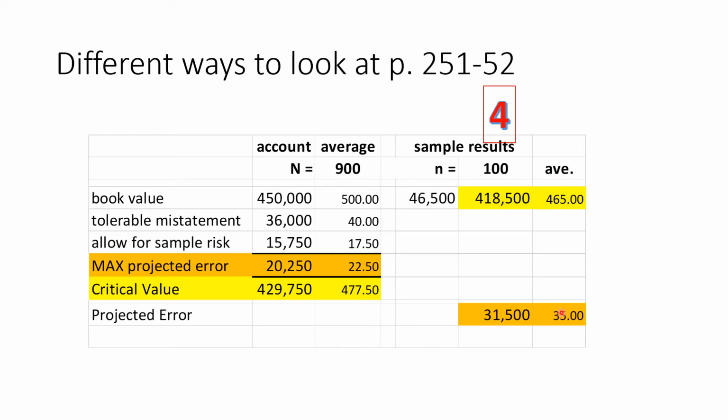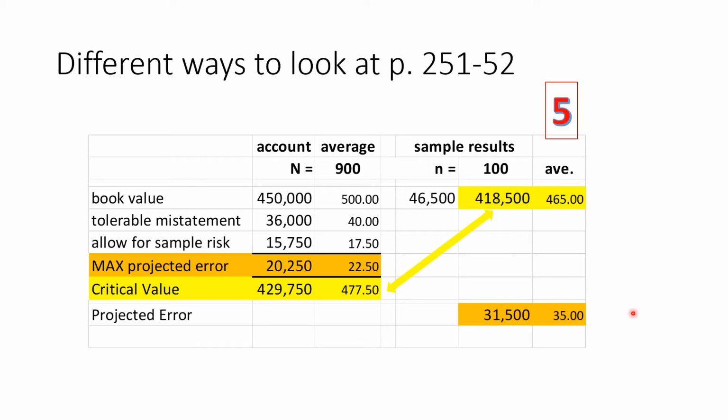Now, I can do the same thing with averages, and my average error is $35. If I wanted to do averages, it'd be $22.50. So either way, I can take my projected error or my average error and compare it to what? Oh, the maximum projected error is 20,250. The maximum average error, 2250. So I can't accept this. This does not provide evidence that inventory is not materially overstated.